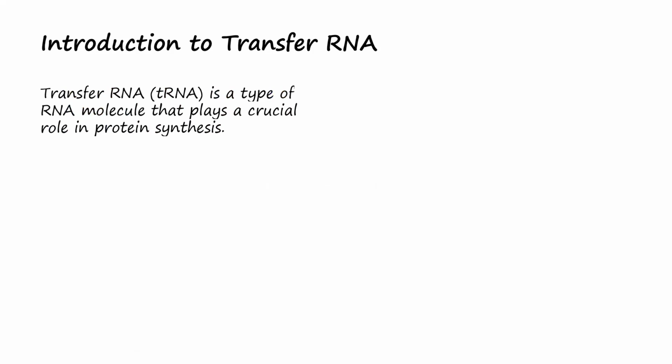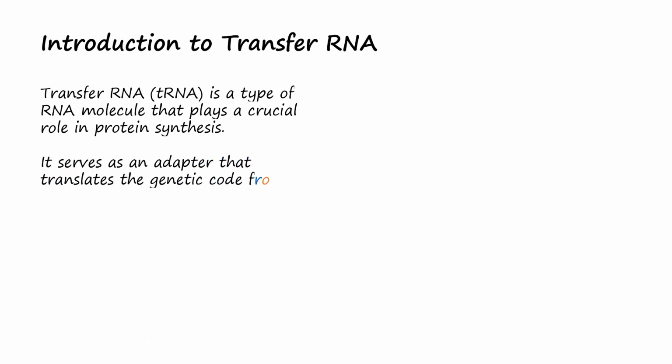So, remember, in a cell, we have DNA converted into messenger RNA. Then the messenger RNA transports itself from the nucleus, that is where it is synthesized, to the cytoplasm for protein synthesis. So transfer RNA is also another type of RNA molecule used in protein synthesis, and it serves as an adapter that translates genetic code from mRNA into a specific sequence of amino acids.